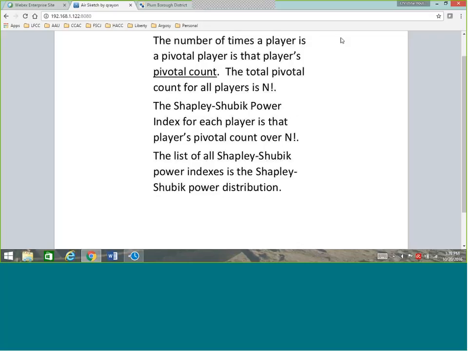So the Shapley-Shubik power index for each player is that player's pivotal count over the n factorial number. And the list of all of the power indexes is the power distribution. Just like before, each player gets a fraction, and then if it's asking for the power distribution, that's just listing all the fractions next to each other.